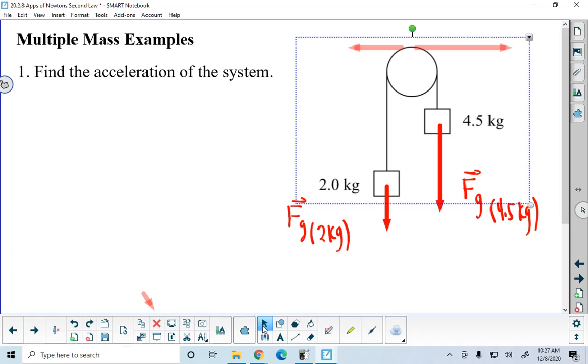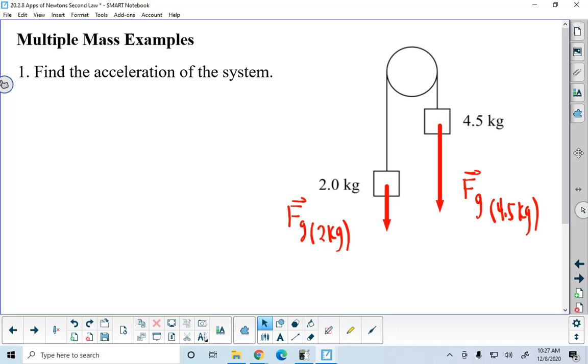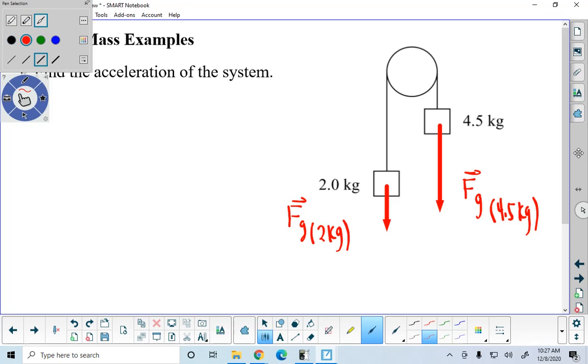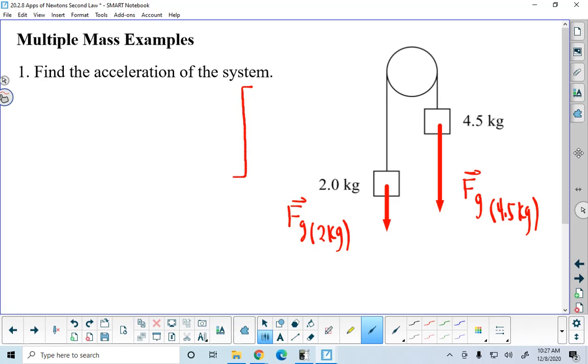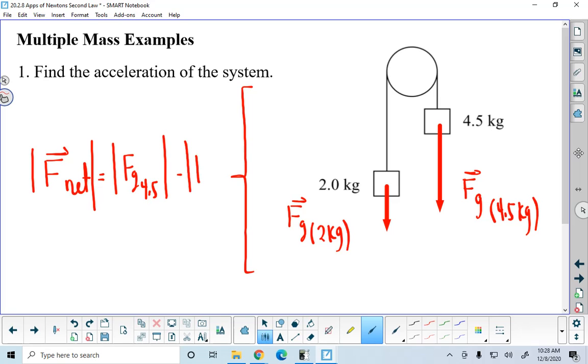So when we look at that diagram, and again, I don't really believe that we want to add those forces to the top. You can if you want, but they're not more forces. They're the forces we already have. When you look at that free body diagram, you come to the inescapable conclusion that the net force will have a magnitude that's found by taking the magnitude of the force of gravity on the 4.5 kilogram mass and subtracting the magnitude of the force of gravity on the 2 kilogram mass.